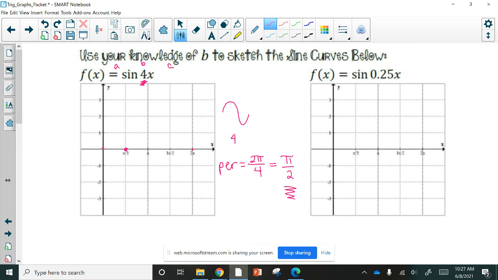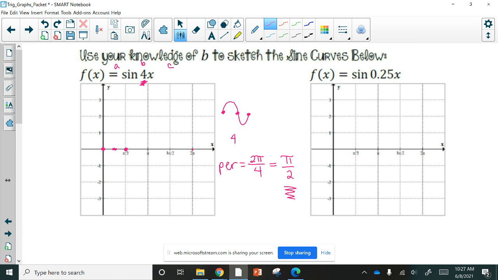So you take your period, and we know it's going to end at 0. We know sine starts at the midline. We know sine ends at the midline. It always starts at the midline, ends at the midline, and it's at the midline halfway through. Mark it.